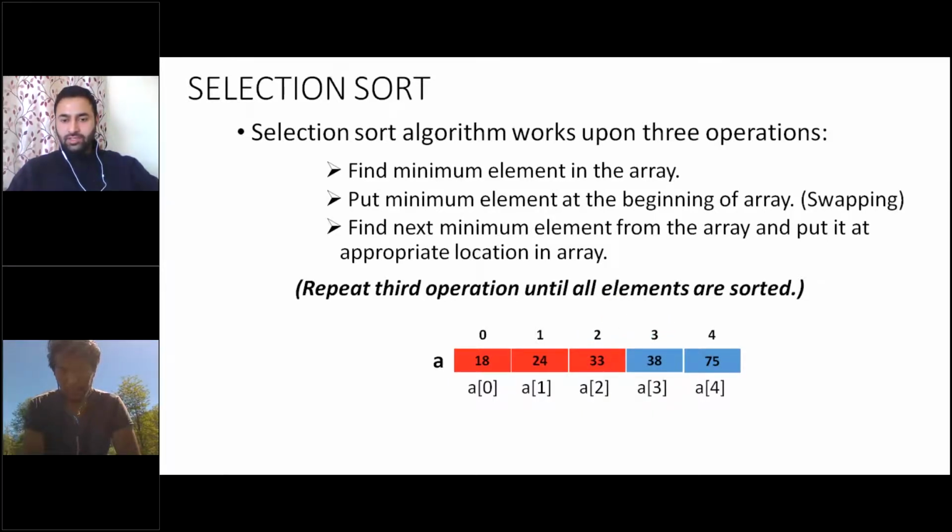Now after this, which is the next minimum? 38. Okay, so it is at its accurate location, so there will be no swapping. And after this, you can see every element in the array has been sorted in ascending order. So this is the logic for selection sort. Okay, now we will see its example.